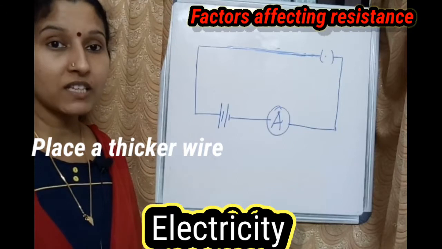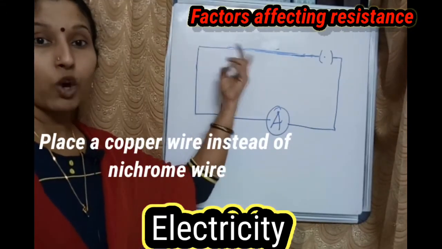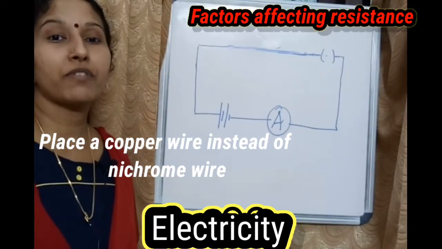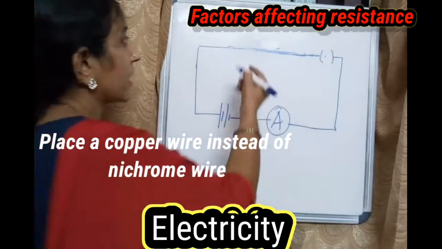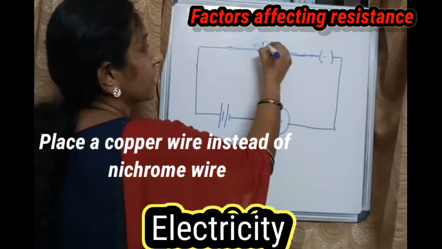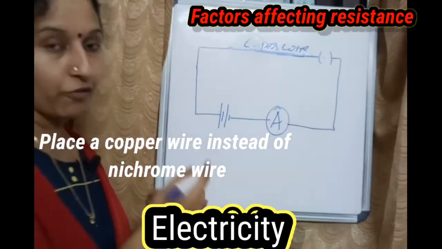And in the fourth step, replace the nichrome wire by a copper wire. Remove the nichrome wire from the circuit and place a copper wire. So assume this is a copper wire. So, four steps.